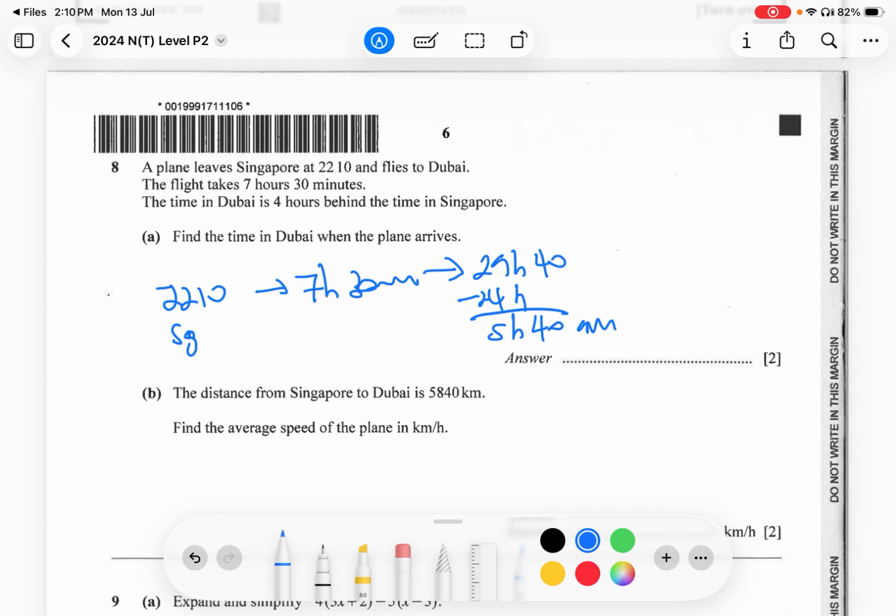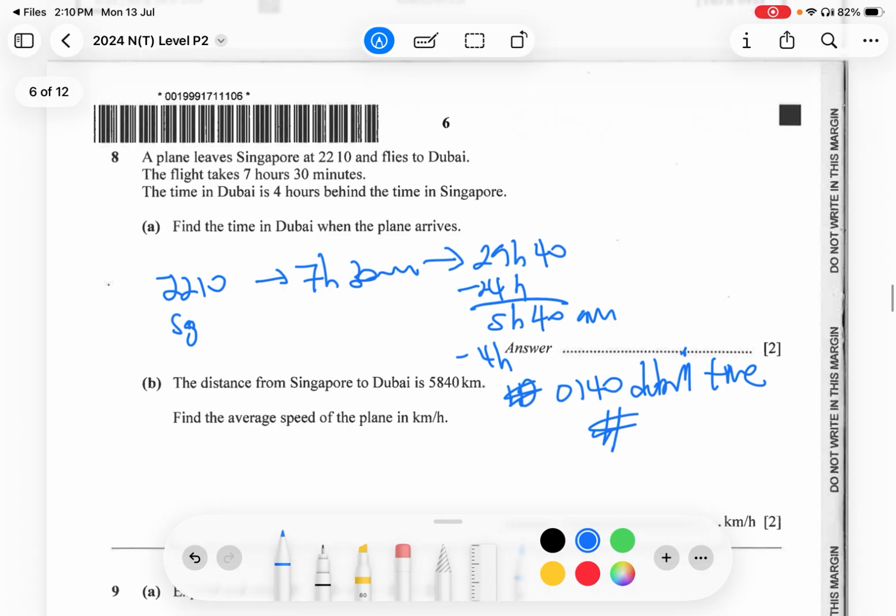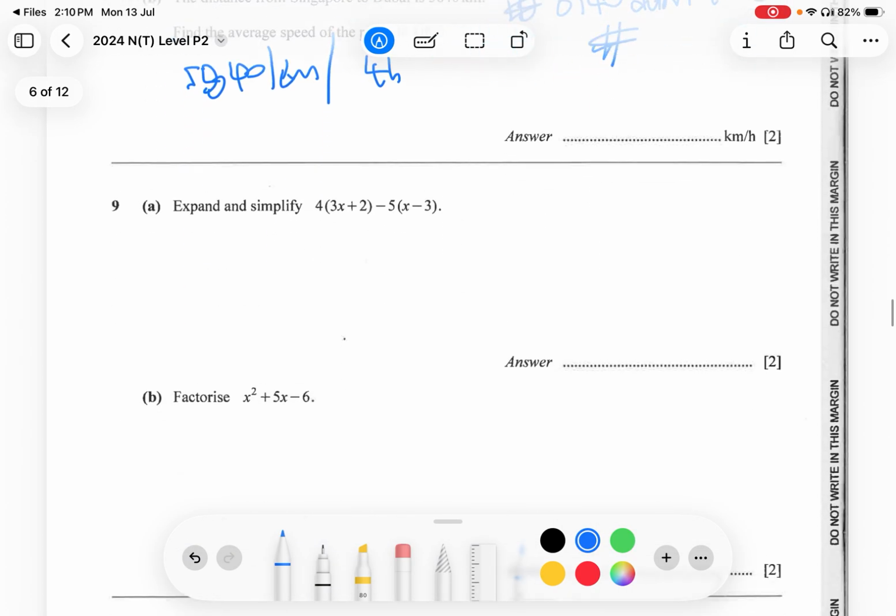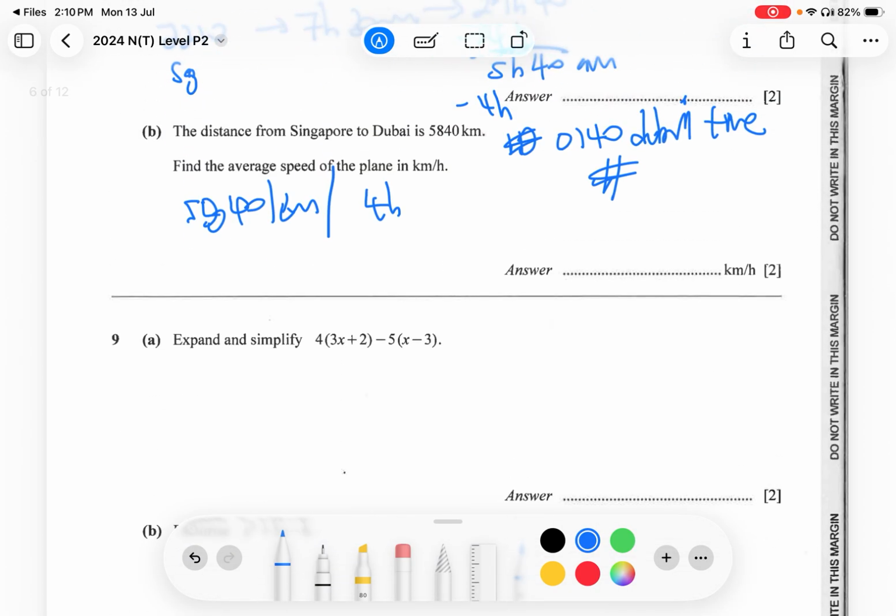But Dubai is 4 hours behind, so minus 4 hours. It is 0140 Dubai time. See this part, 0140. Find the average speed in km per hour. The distance is 5840 km and the duration is 4 hours, so 5840 divided by 4 is 1460. 1460. Click on this.